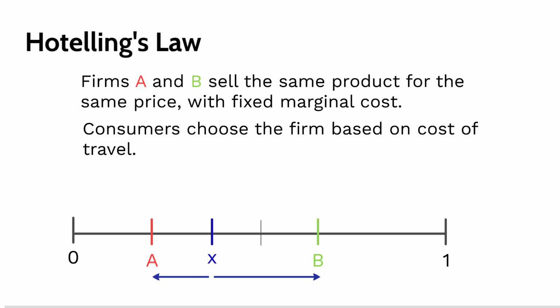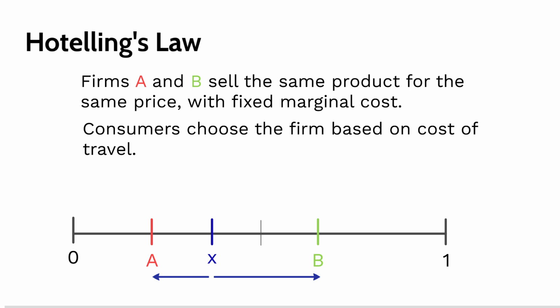Now, we can look all across this line at all the different locations X. There's a location directly in between where A and B are located, where the consumer will be indifferent. It's just as far to get to A as to get to B. It is the same price for the ice cream. It's exactly the same ice cream. There's no brand value, there's no difference in flavor.